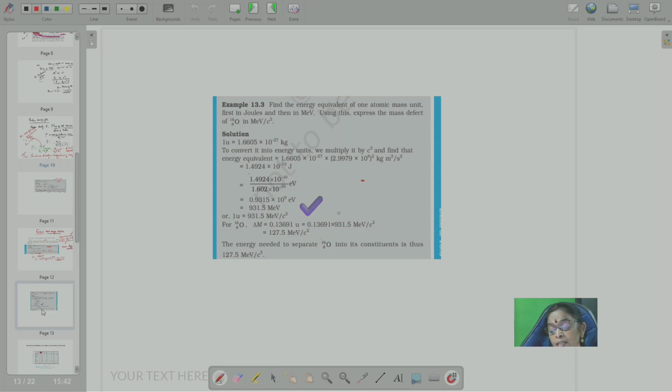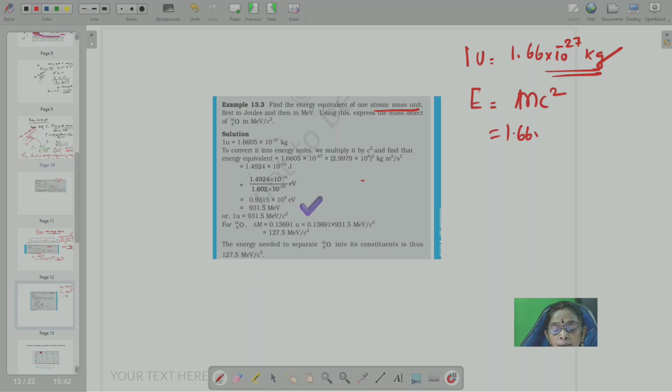Now, find the energy equivalent to 1 atomic mass unit. 1 atomic mass unit, I am going to write it in terms of electron volt. We already know that 1 atomic mass unit is nothing but 1.66 into 10 power minus 27 kilogram, which you have already learnt. But this mass is to be converted into energy. According to Einstein's mass energy relation, E is equal to mc square. So, that is equal to 1.66 into 10 power minus 27 into 3 into 10 power 8 the whole square.